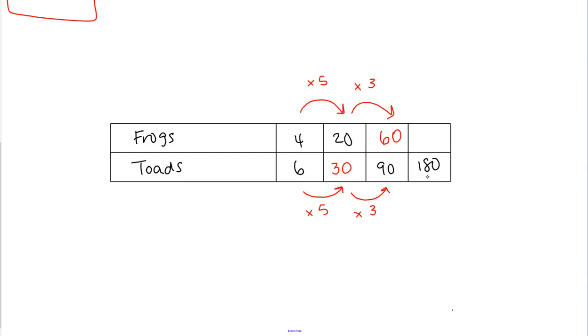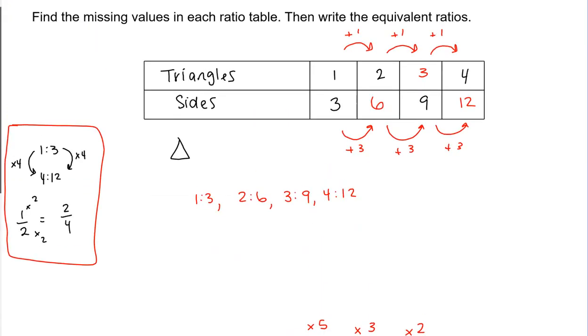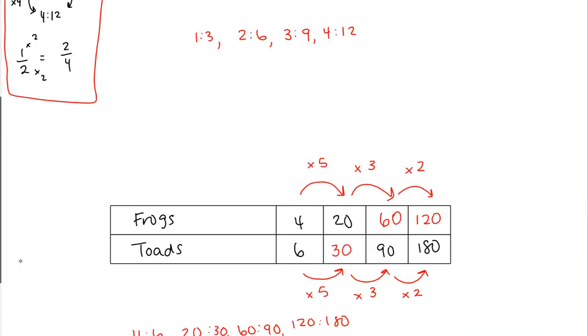Now from 90 to 180, we need to multiply by 2, which means we need to also multiply our frogs by 2. And 60 times 2 is 120. This means that our equivalent ratios are 4 to 6, 20 to 30, 60 to 90, and 120 to 180. So in conclusion, you can generate a ratio table by using subtraction, division, addition, multiplication.